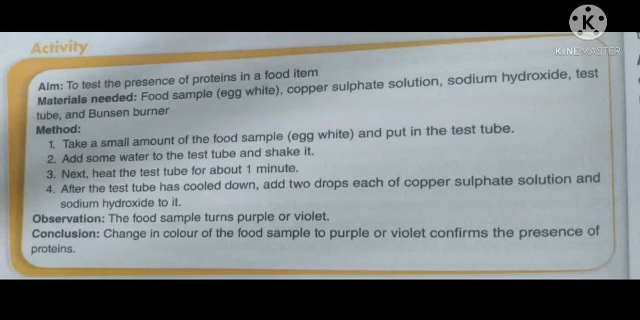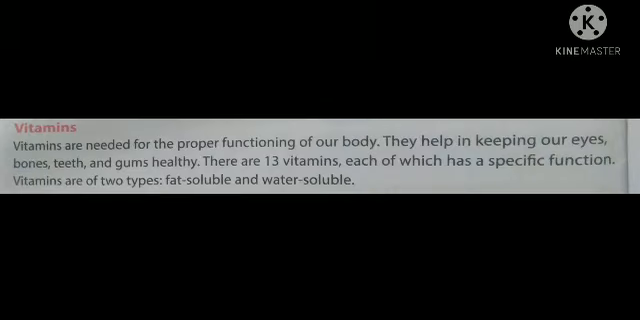The method would require the first step: taking a small amount of the egg white and putting it in the test tube. The second step would require adding some water to the test tube and shaking it. The third step would require heating the test tube for about a minute. And the last step would be to add, after the test tube has cooled down, 2 drops each of copper sulfate solution and sodium hydroxide to it.